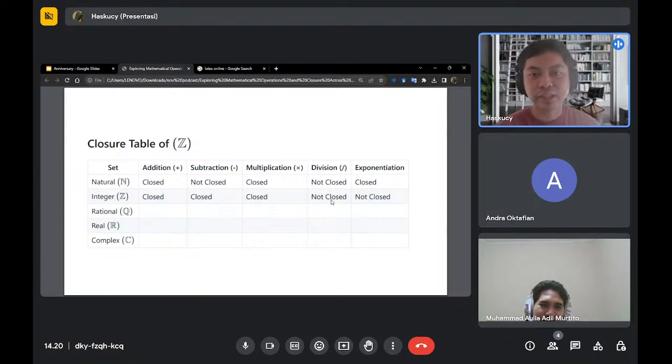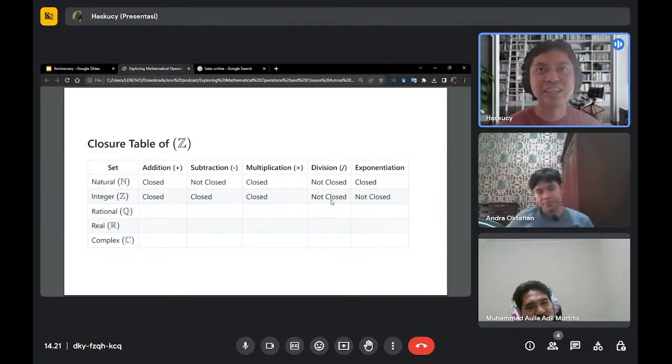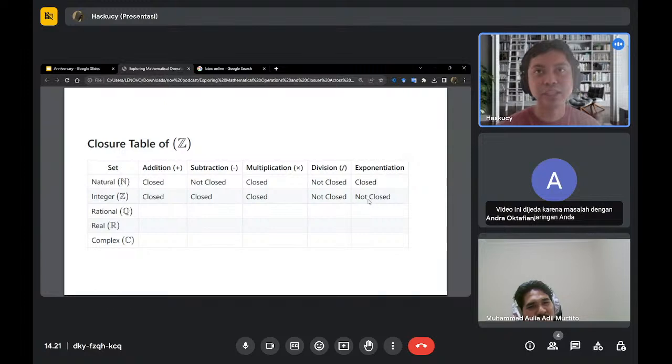For example, one integer is 3, another integer is 5, and if you use the division operation, 3 divided by 5, it's not going to be closed under division, right? Because 3 divided by 5 is not an integer. That's how it works, basically. How about exponentiation? Can you show me an example?